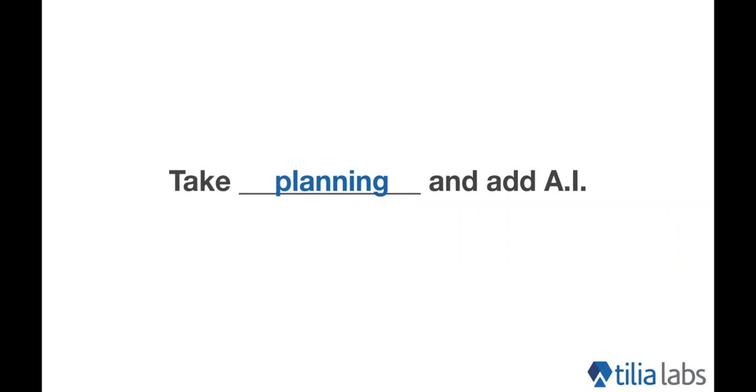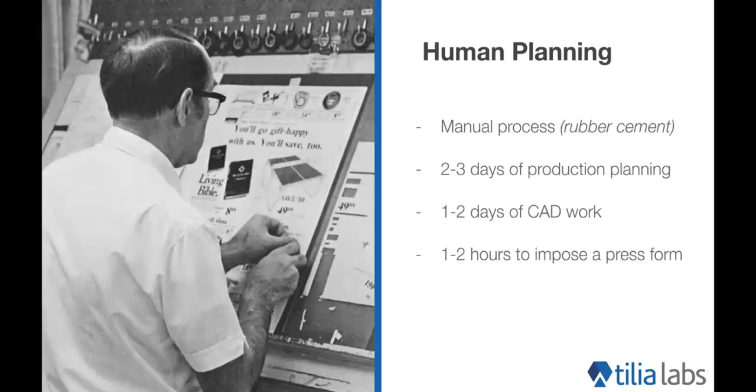And what Tilia Labs is seeking to do is take planning and add AI. So this concept of production planning is typically a manual, challenging process of taking your orders and figuring out the most cost-effective way of converting those orders in your manufacturing environment. And in many cases, we still see this workflow that you see on screen, which is this rubber cement kind of manual paste-up on a B1 press sheet, with a planner physically cutting out samples and nesting them up on a sheet for production planning purposes.